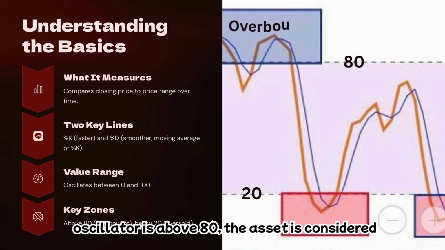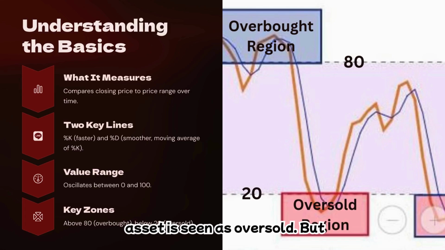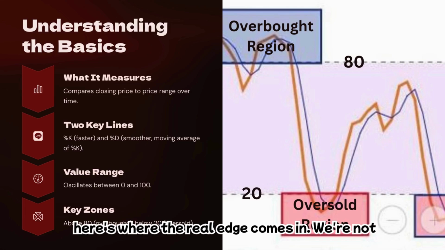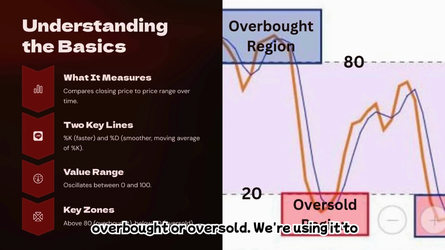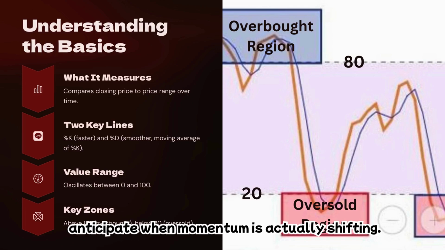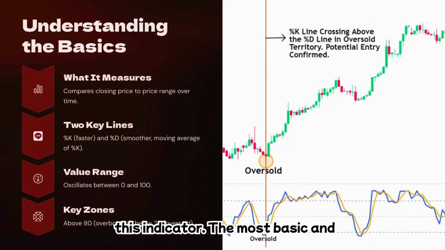When the oscillator is above 80, the asset is considered overbought. When it's below 20, the asset is seen as oversold. But here's where the real edge comes in. We're not using this indicator just to tell us when something is overbought or oversold. We're using it to anticipate when momentum is actually shifting. Let's start with how to identify a bullish setup using this indicator.